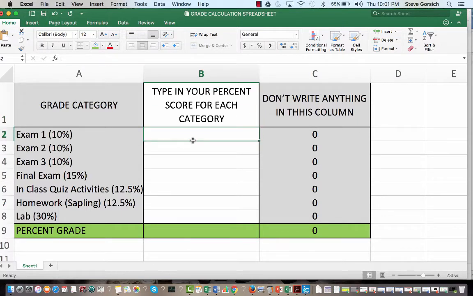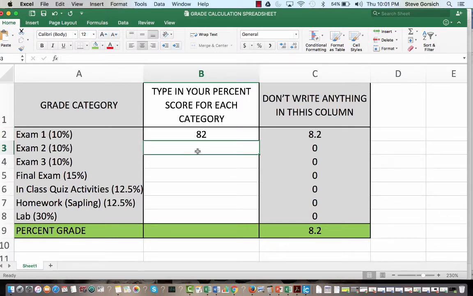What you need to do is place your percent from each of these categories in this middle column. Don't write anything on the left column or the right column. So let's say a student got an 82%. This 82% is multiplied by the weight of this category, which is 10%. So that's why we see an 8.2 over here.